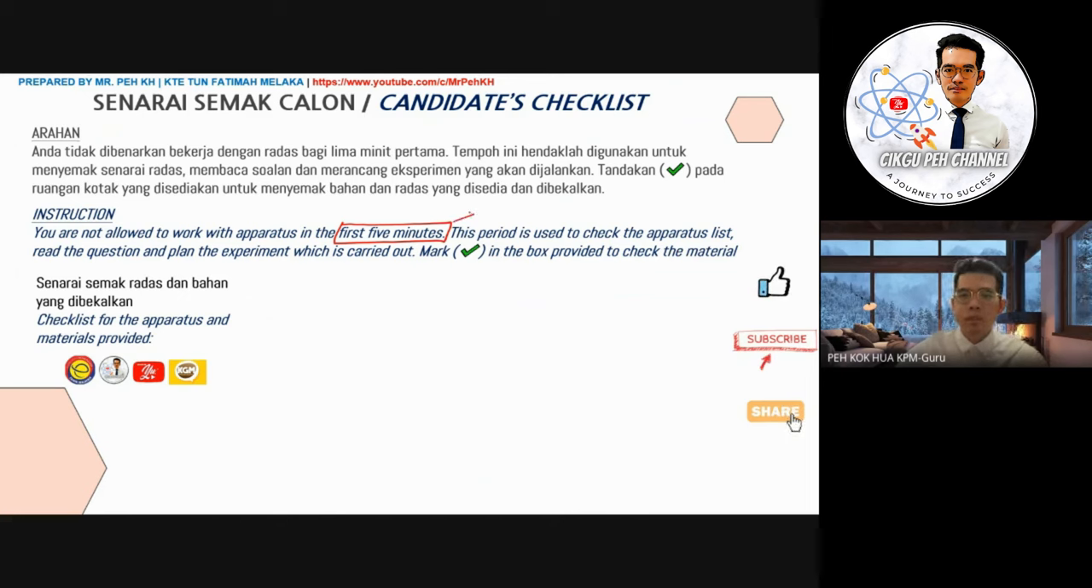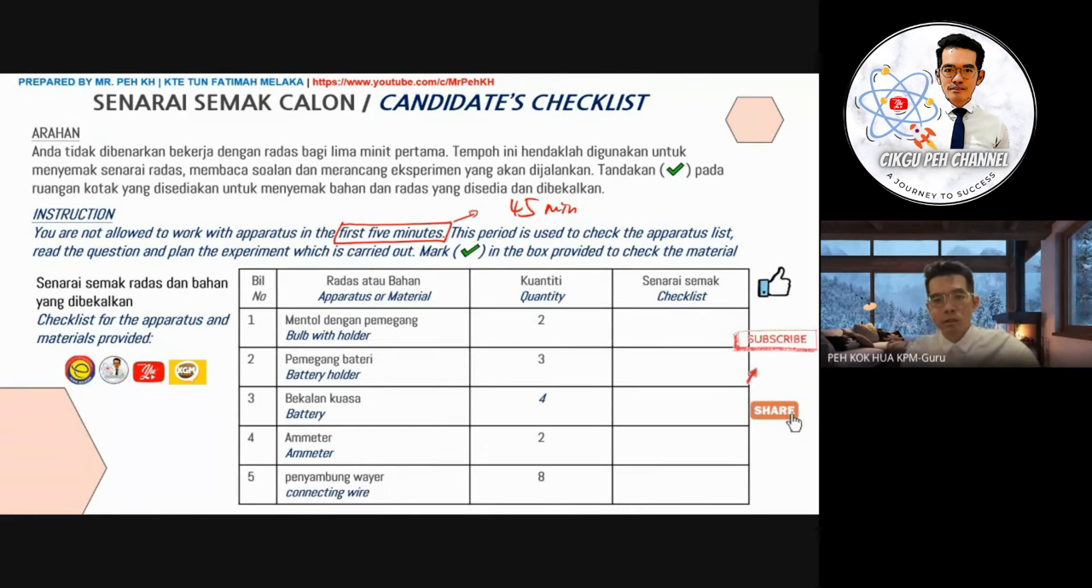As I mentioned, you are given 45 minutes for Paper 3 for physics and also the other pure science subjects. The first 5 minutes is to let you check the apparatus and the quantity of the apparatus. You may also read the question within these 5 minutes so that you are able to plan the experiment after the 5 minutes.